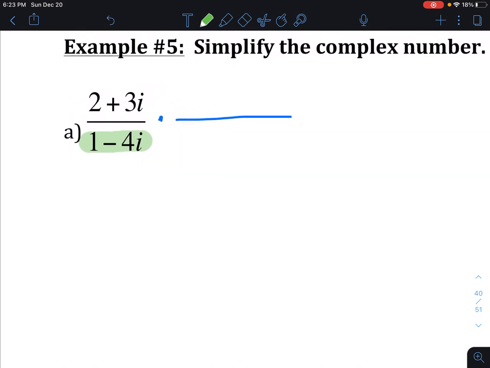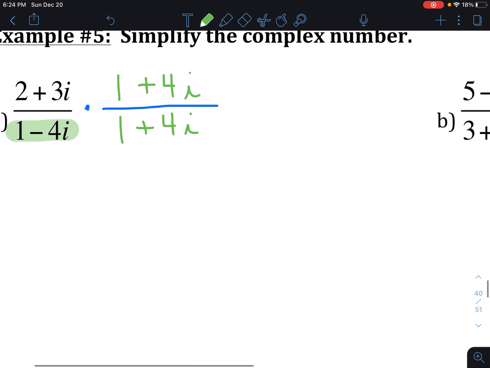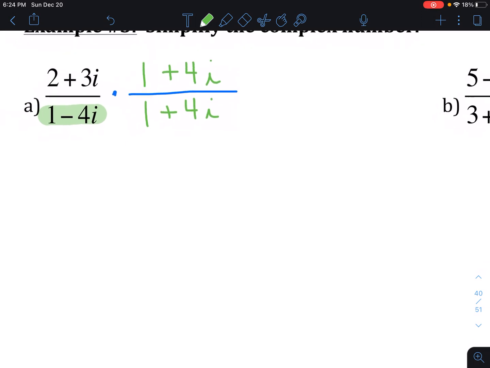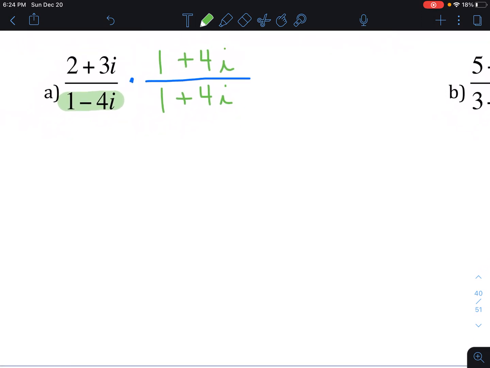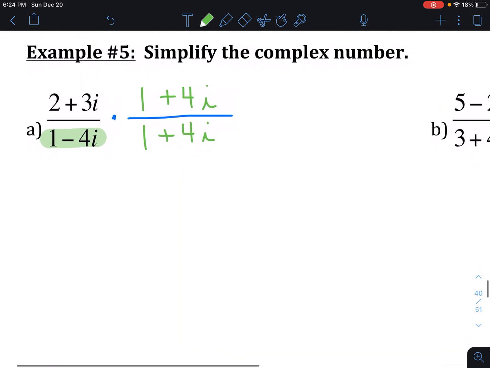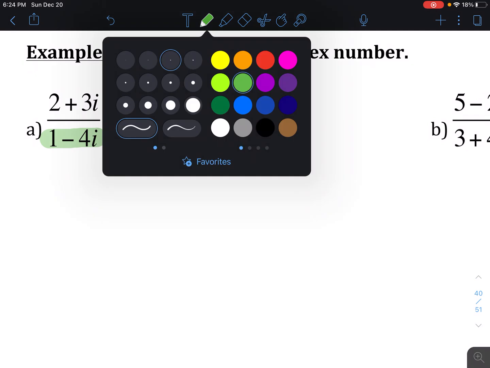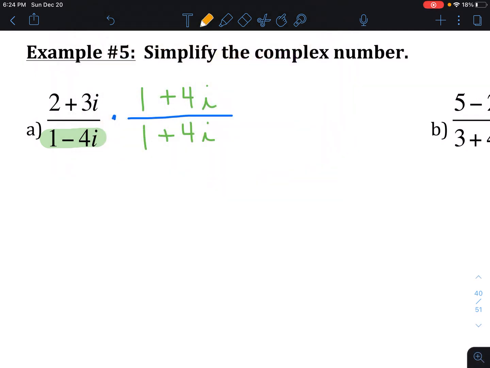So if we have 1 minus 4i, we're going to be multiplying both the numerator and denominator by 1 plus 4i. So what we are going to end up doing for this is just foiling a bunch and multiplying and combining like terms and simplifying from there. So as long as you know how to multiply and FOIL, you'll be good here. So let's start foiling here on the numerator.